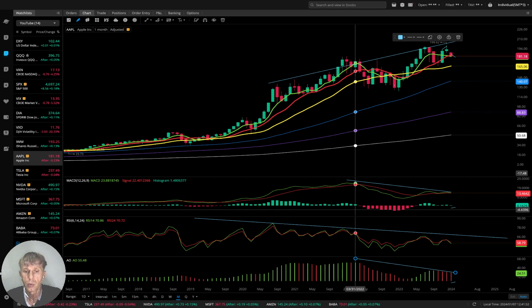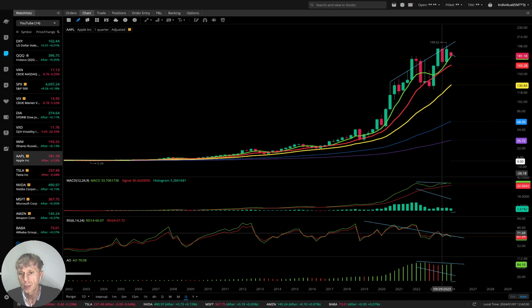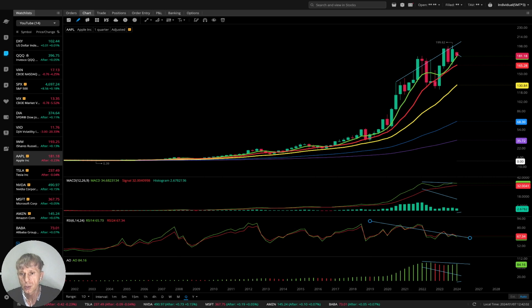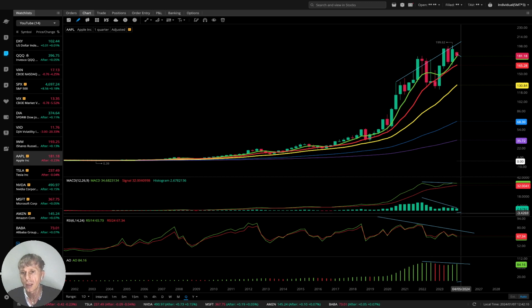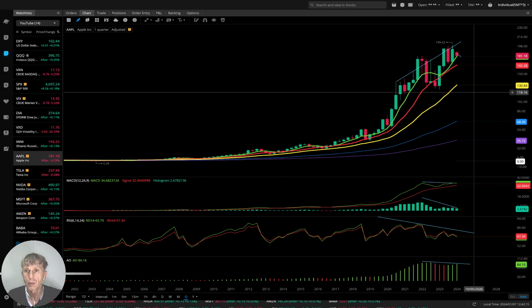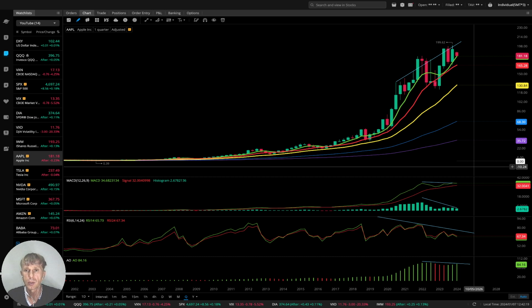Still positive, bullish trend. Quarterly for Apple, last bar above all moving averages, bullish trend on all indicators, bearish divergences on all indicators. Look at that, even on the histogram, all indicators have multiple bearish divergences, it definitely wants to have a correction. Bullish trend with bearish divergences.